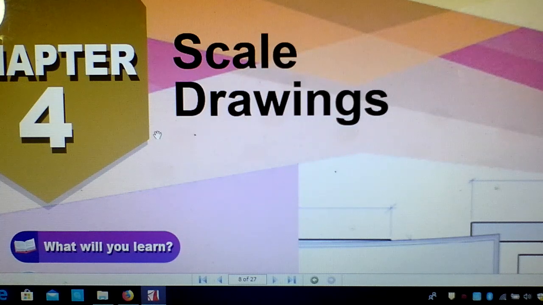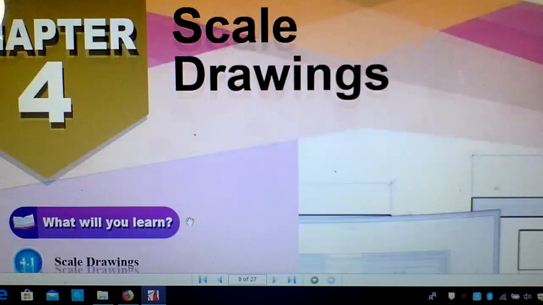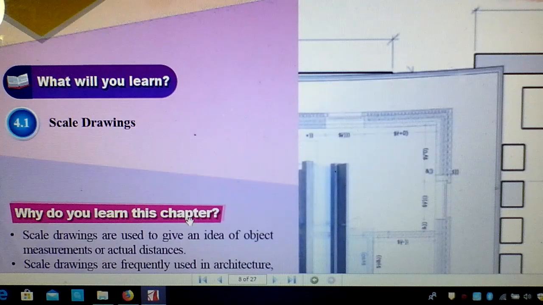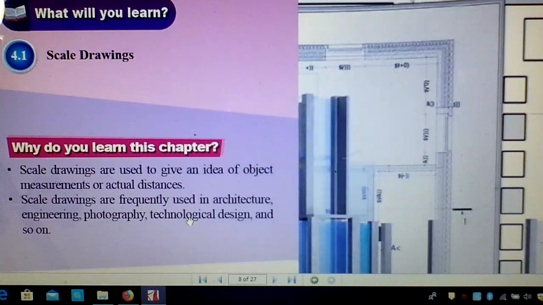Hi, today we discuss scale drawings, chapter 4, maths, form 3. So what will you learn in this topic? Just one part only in this topic, 4.1, scale drawings.